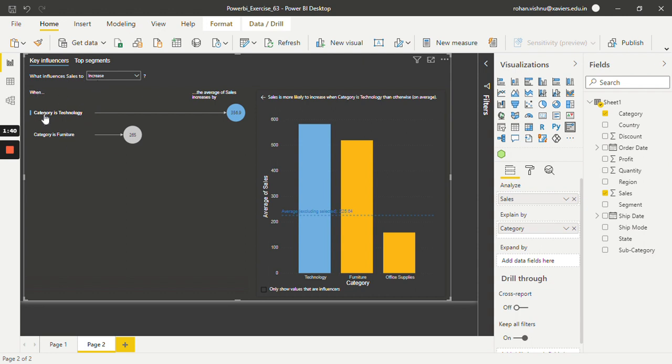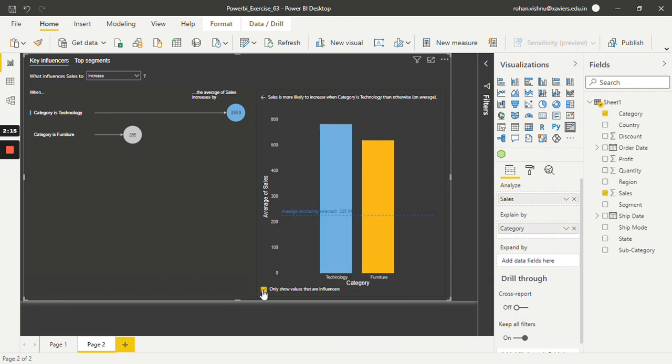When category is technology, the average of sales increased by 356.9, and when category is furniture, the average of sales is increased by 265 units. On the right hand side, we have one bar showing sales is more likely to be increased when category is technology. And on the bottom, we have one checkbox which states only show values that are influencers. Over here, only technology and furniture influence sales to increase. So if I check this, the office supplies will go away. As you can see, office supplies is not there anymore.